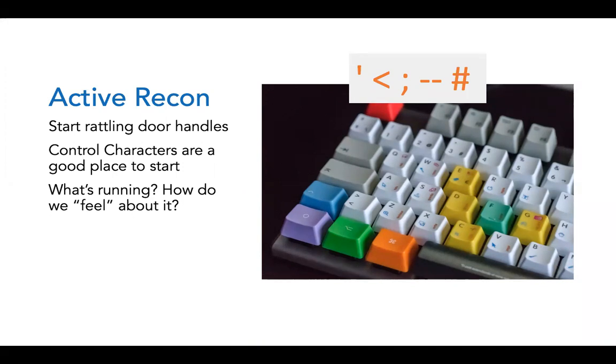And here we're starting to use control characters. Here I put the single quote, the angle bracket, the semicolon, the dash dash, the octothorpe, or hashtag as the kids are calling it these days. These are all what we call control characters, and they all have different powers and purposes depending on their context. Single quotes, semicolons, dashes and the hash sign are all used in SQL and other places, but mostly in SQL injection. And angle brackets are mostly used for HTML and JavaScript and cross-site scripting. As you start to do this, you collect more on what's running and how you feel about it. Do I feel that it's pretty secure or not?